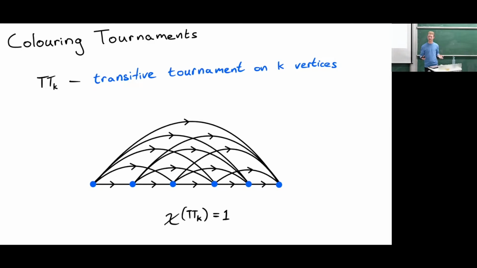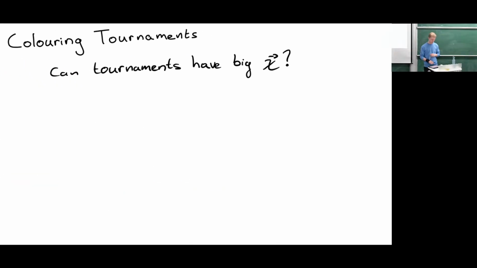But is this the case in general? Can we always one-color tournaments? No, obviously not. If we take a directed triangle, this is a tournament, and it requires at least two colors because it is a directed cycle. But how big can the dichromatic number of tournaments really be?